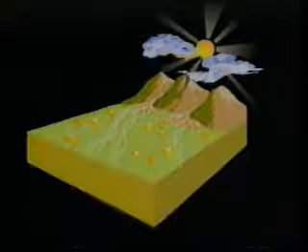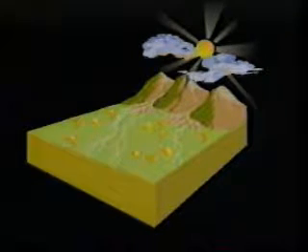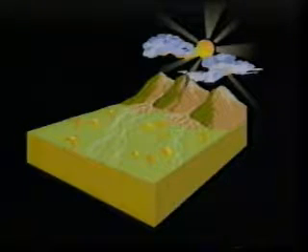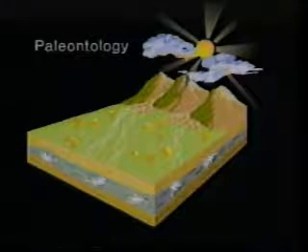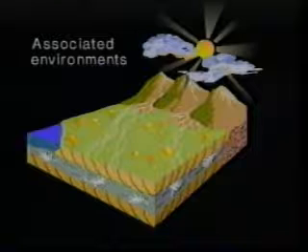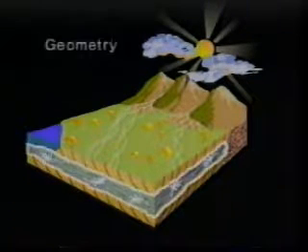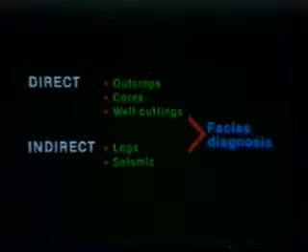Then we'll go to the rocks themselves and investigate what we've seen to be the 5 cornerstone parameters of all facies analysis: lithology, paleontology, sedimentary structures, associated environments, and geometry. By considering both direct and indirect species of evidence, we'll be able to come up with a few general prescriptions that will help identify each environment in the subsurface.